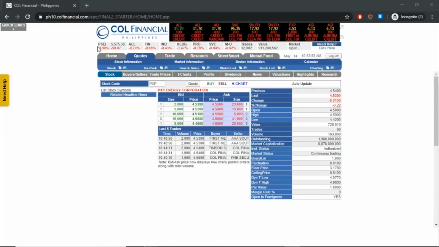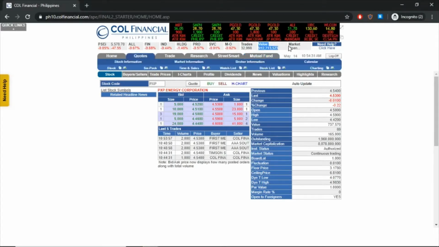We also have here the sectors. We can see here the PSEi index. We have the all sectors, the financial, where FIN means financial, IND means industrials, HLDG means holdings, PRO means properties, SVC means services, and M-O means mining and oil. We have here the trades that were conducted for the day, and we also have the value and the market. Currently it's open, and we can also see here the date and the time as of today, which is live.